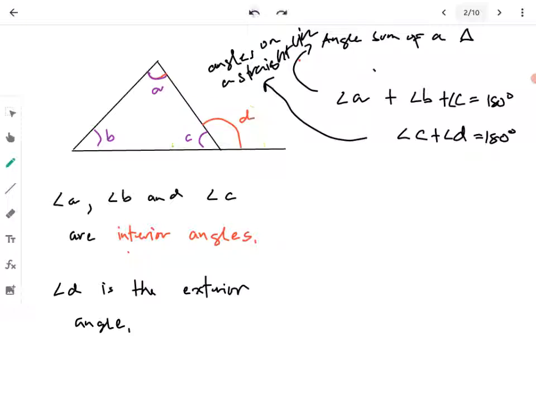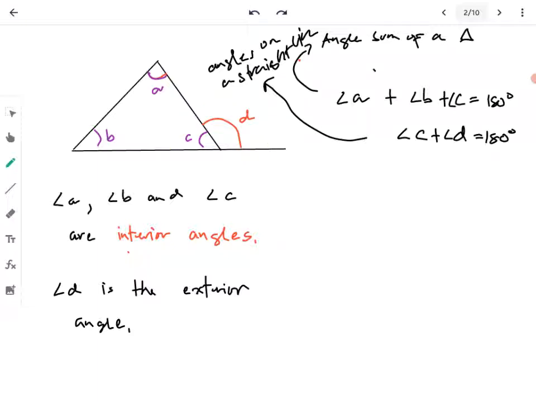So our equation number 1, which is angle A plus angle B plus angle C equals 180 degrees, is because of the principle we learned before that when we add the interior angles of a triangle, it adds up to 180 degrees. The second equation, which is angle C plus angle D equals 180 degrees, comes from the principle that when adjacent angles are on a straight line, they add up to 180 degrees.